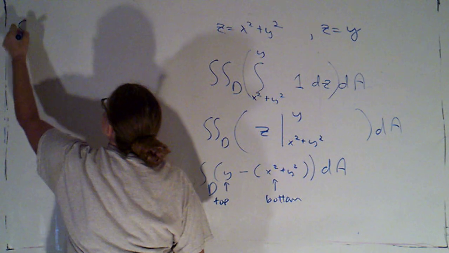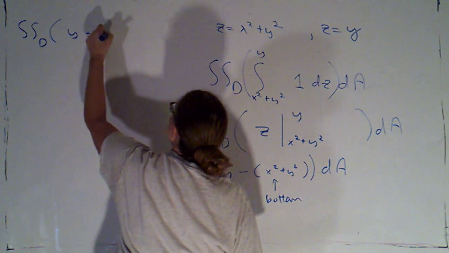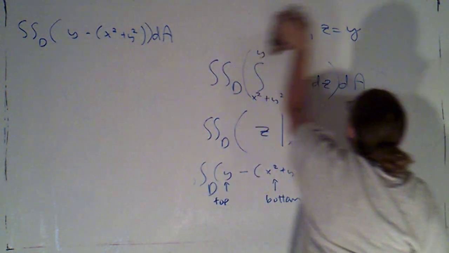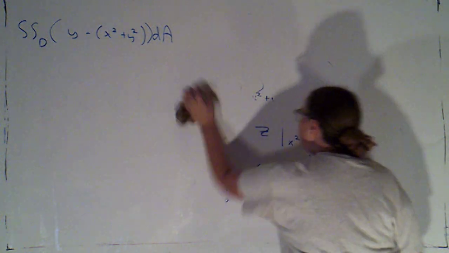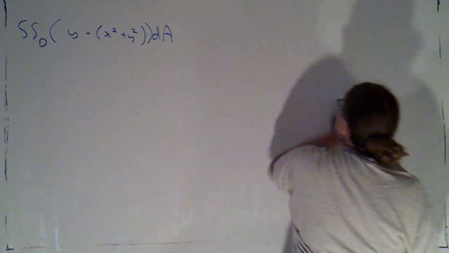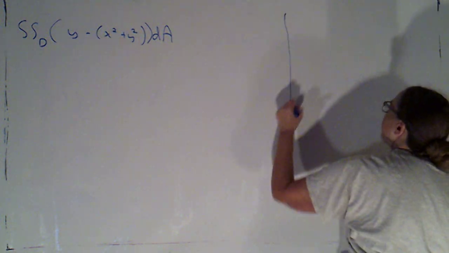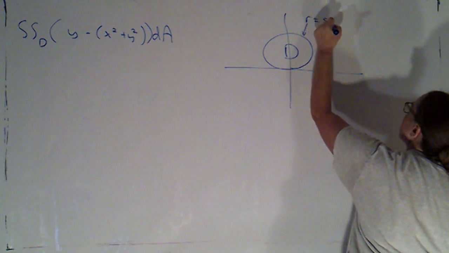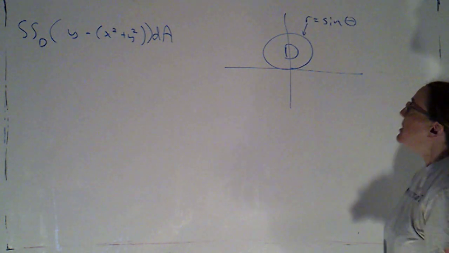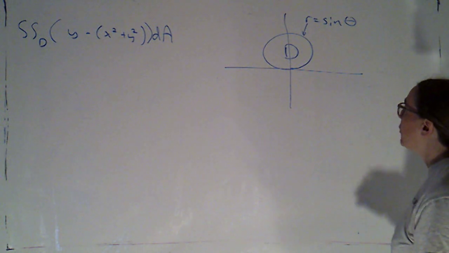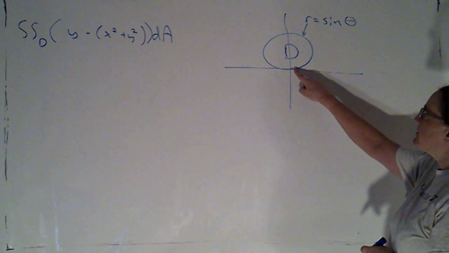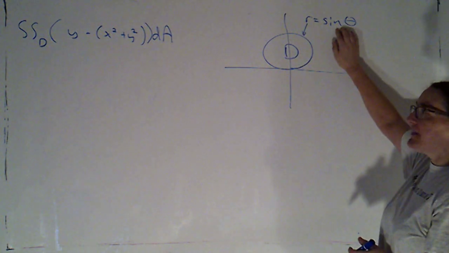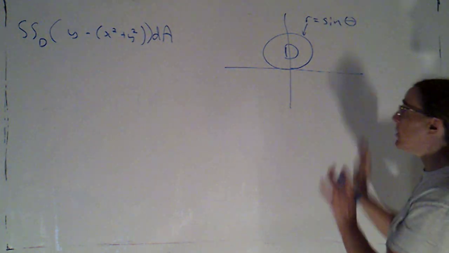Okay, so we're doing the double integral over D of y minus x squared plus y squared, that quantity, dA. And remember, we said that our D was this region bounded by r equals sine theta. So that curve was r equals sine of theta. So if I'm going to switch this to polar coordinates, I want to remember that a circle like this is traced as theta goes from 0 to pi. Over that interval, sine of theta is always positive, so r is positive. So I don't need to worry about that.